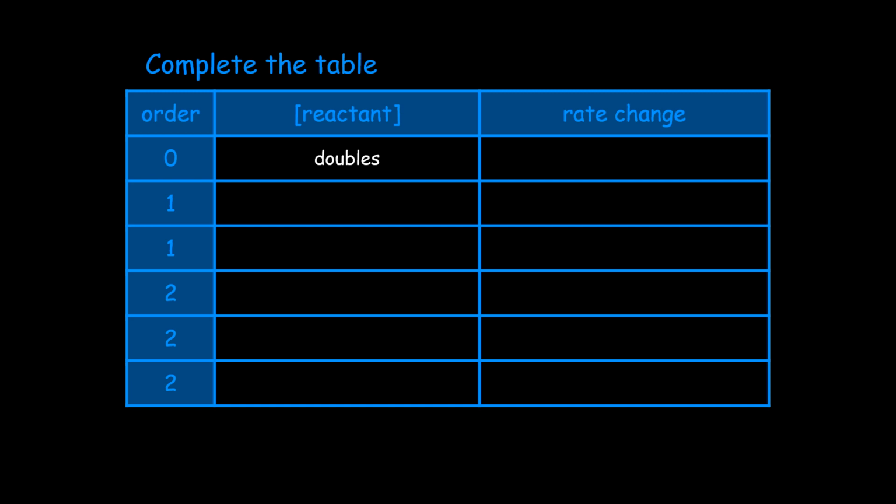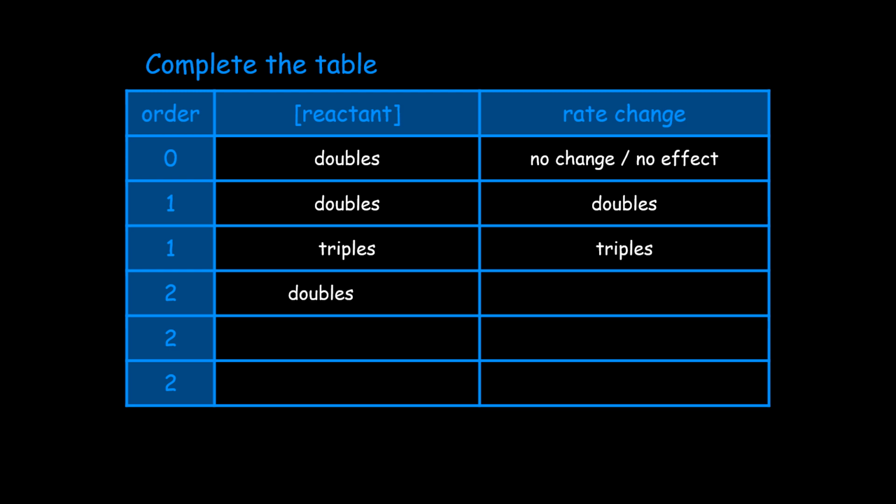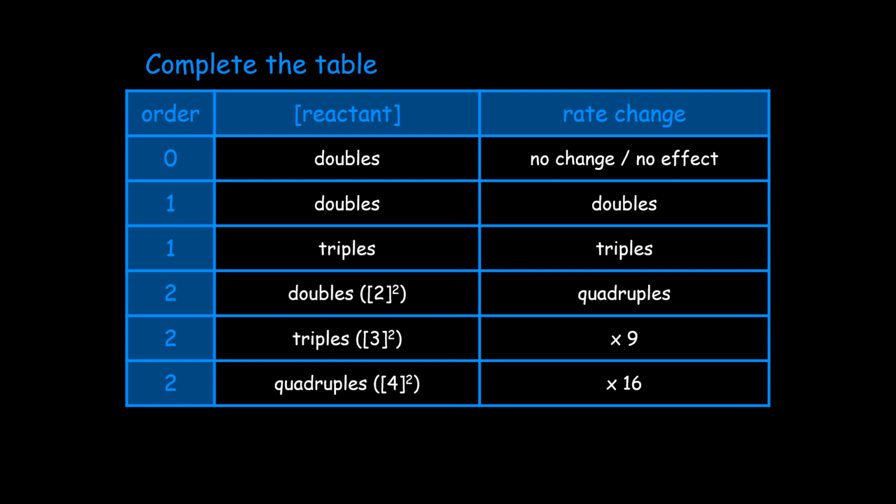So if the reactant concentration doubles and it's zero order, then there's no effect on the rate. If the reactant concentration doubles and it's first order, then the rate doubles. If the reactant concentration triples and it's first order, then the rate triples. If the reactant concentration doubles and it's second order, then it's going to quadruple the rate. Tripling the concentration of a second order reaction makes the rate go up by 9 times. Quadrupling the concentration of a second order reactant makes the rate go up by 16 times.